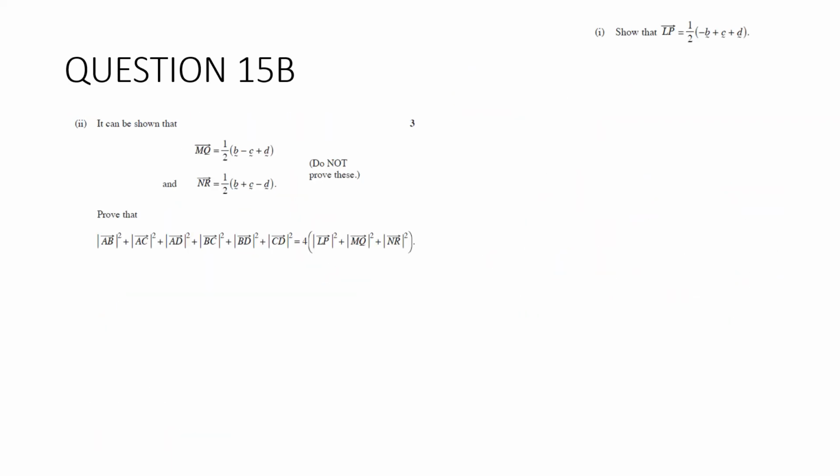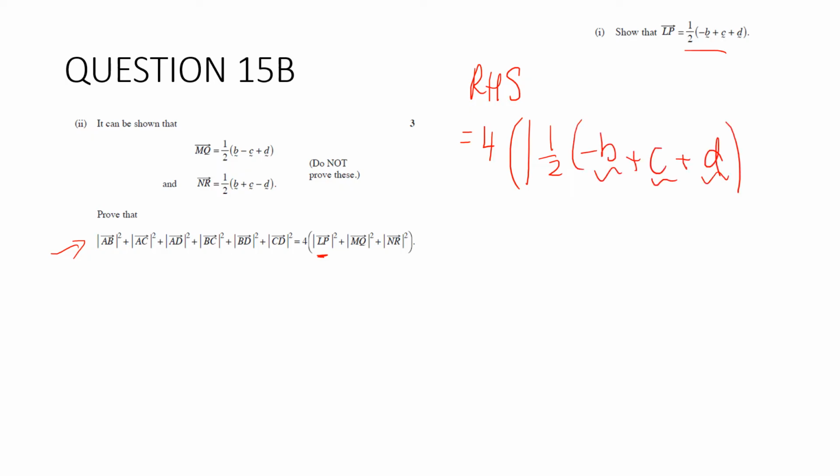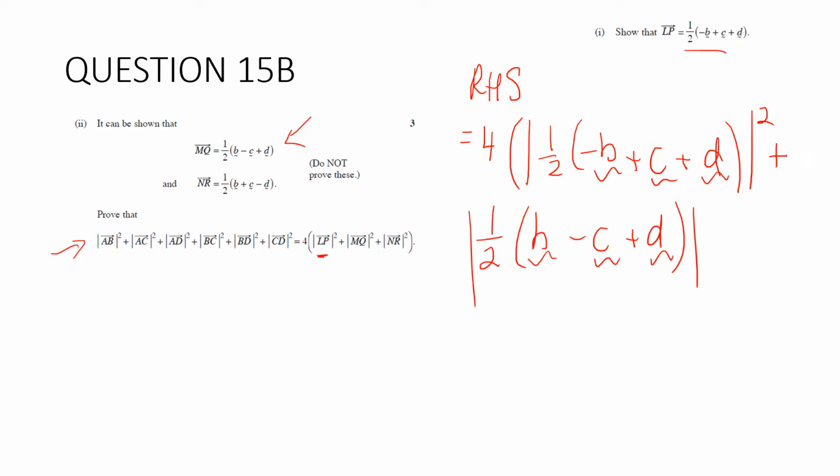Part 2, it can be shown similar equations for MQ and NR. We are required to prove this. So it's easier to start with the right-hand side, and it is equal to 4 lots of. So LP, we proved that just before, so we want the modulus of a half negative B plus C plus D all squared plus a half from here, B minus C plus D squared, and then a half, what do we got here, B plus C minus D.